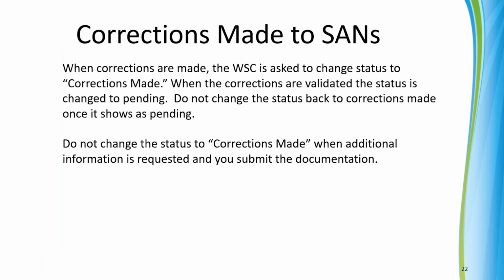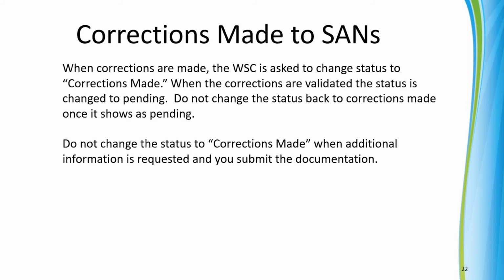Okay, so if we send one back for corrections, then the note that's in the SAN notes indicates that, when you make your corrections, change the status back to corrections made. So I check that every day. I check the queue for SANs that have a status of corrections made. And when I see that the corrections have been made and it's correct, then I will change the status to pending and indicate the date that I received it back in the date returned field.